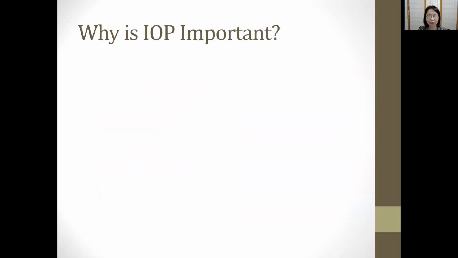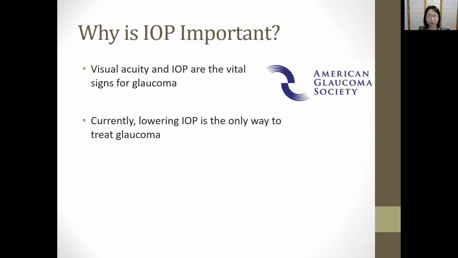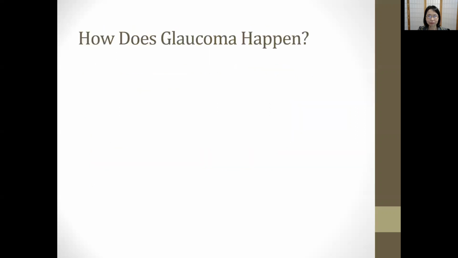Why is IOP important? Visual acuity and IOP are the vital signs for glaucoma. In fact, it's so important that the American Glaucoma Society decided to use it as their symbol. Currently, lowering IOP is the only way to treat glaucoma. And in patients with glaucoma, the pressure needs to be lowered further to prevent damage to the optic nerve.